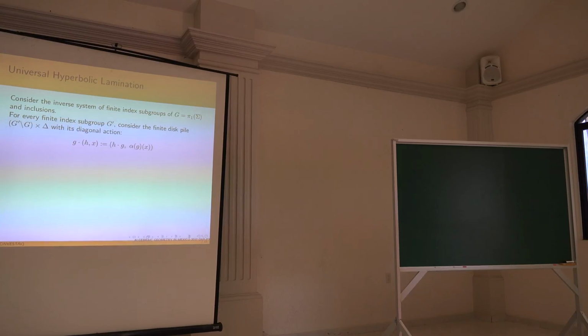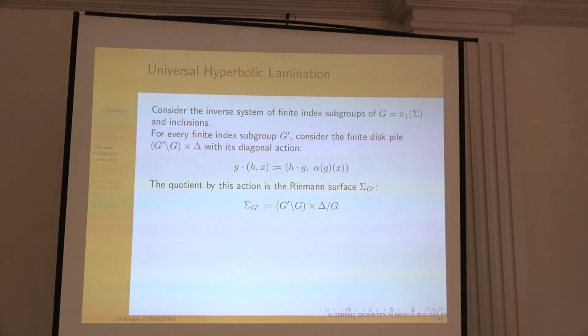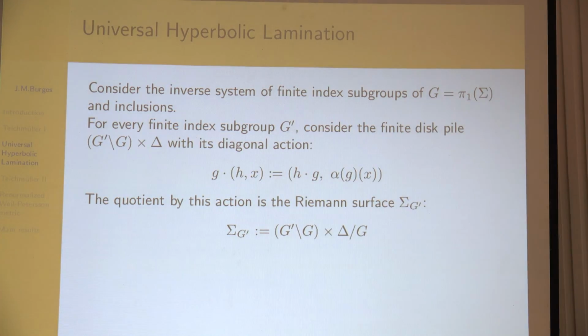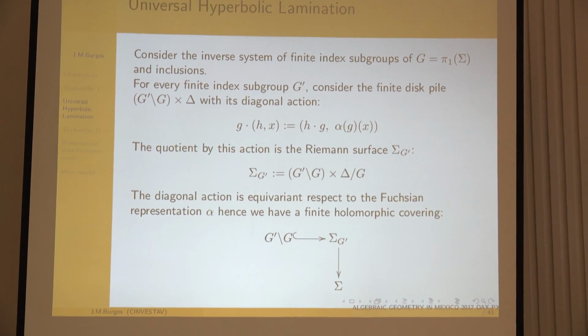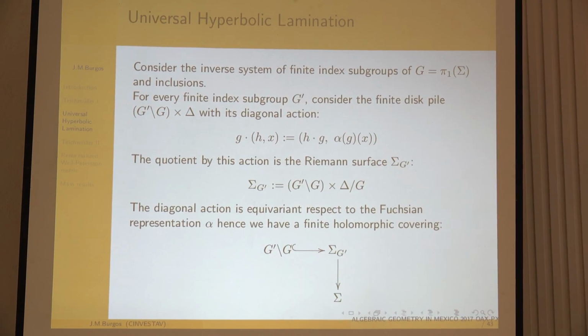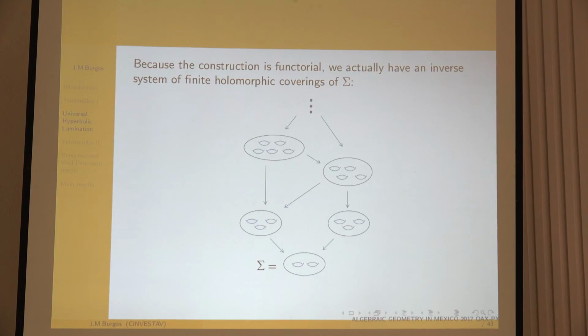Then for every finite index subgroup, consider the diagonal action on the pile of disks. And the quotient gives a Riemann surface, so we have the functor that for every finite index subgroup gives me a finite holomorphic covering of sigma. That is because the diagonal action is equivariant with respect to the functional representation. And because all of these constructions are functorial, we actually have an inverse system of finite holomorphic coverings. That's the picture you should have in your head, the tower of finite holomorphic coverings.